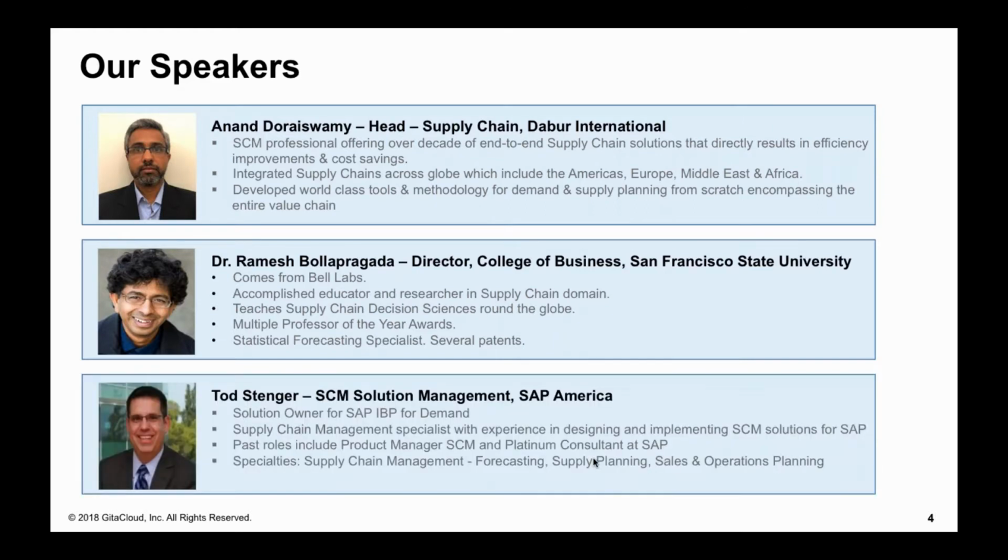Todd Stanger is the solution owner for SAP IBP for demand in the SCM solution management team as a director at SAP America. Todd has spent more than 2 decades in supply chain planning and was heavily involved in demand forecasting side of SAP APO since its very early days.